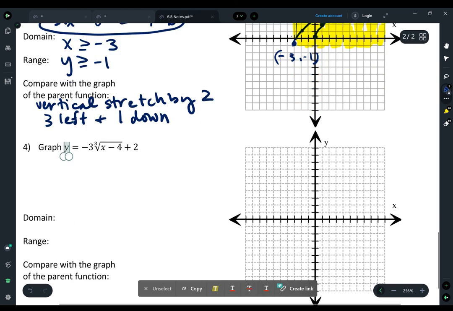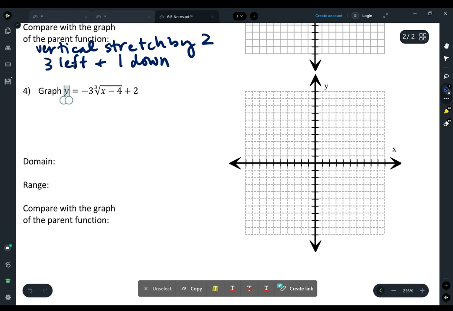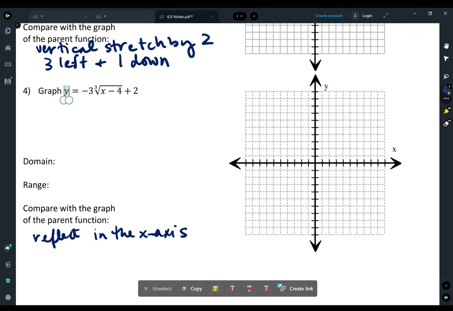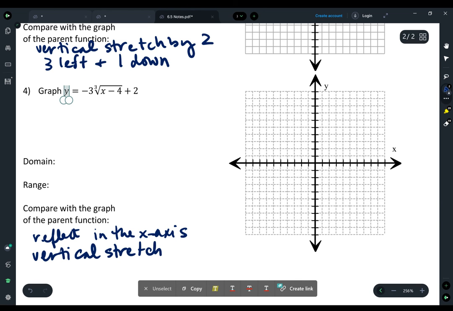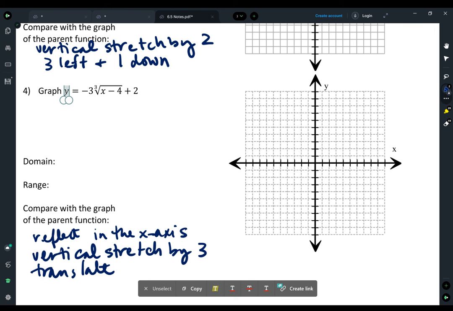So we've got one last graph we're going to try out. It's another cube root. So first, we're reflecting it in the x-axis. That 3 on the outside of the cube root means we have a vertical stretch by 3. And then we're translating again, and it says x minus 4, and that's affecting my x because it's inside my root with the x. So that's going to be the inverse. So it's going to be 4 to the right. And then it says a plus 2, so I'm going to go up 2.